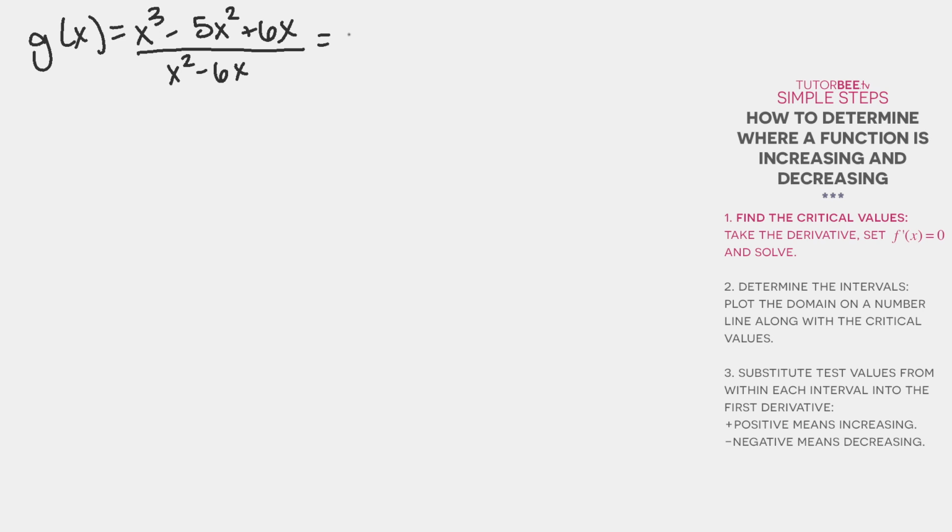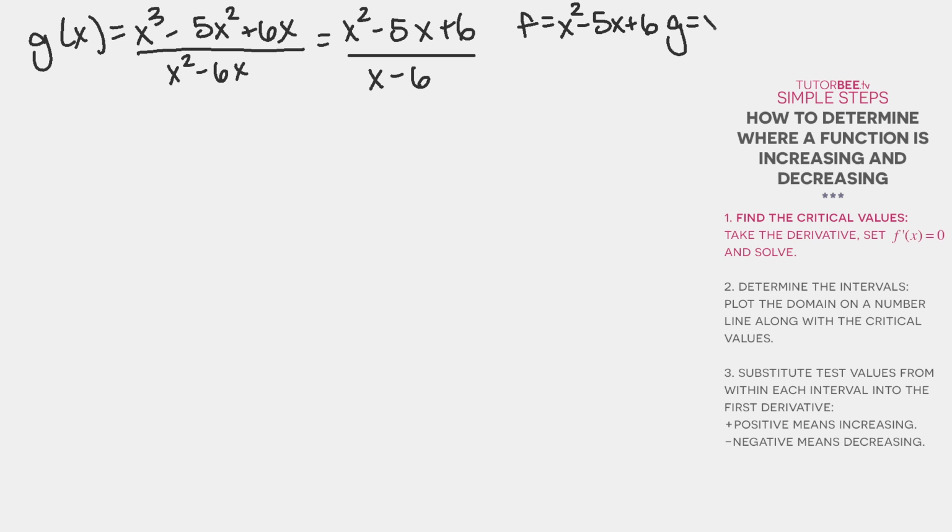So we can simplify this to x squared minus 5x plus 6 all over x minus 6. Okay, and now to take the derivative of this, set it equal to 0 and solve so that we can find our critical numbers. We can see that f is equal to x squared minus 5x plus 6, and g is equal to x minus 6.